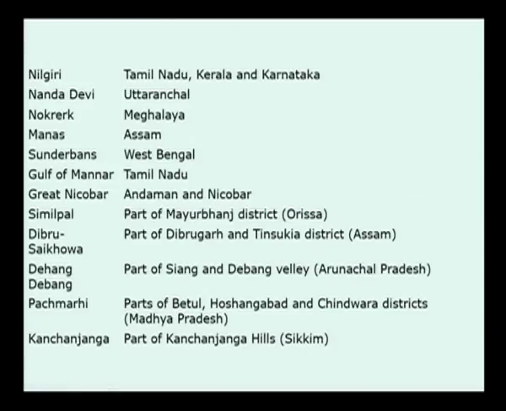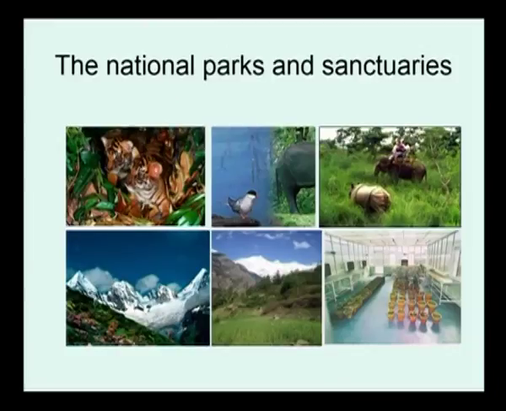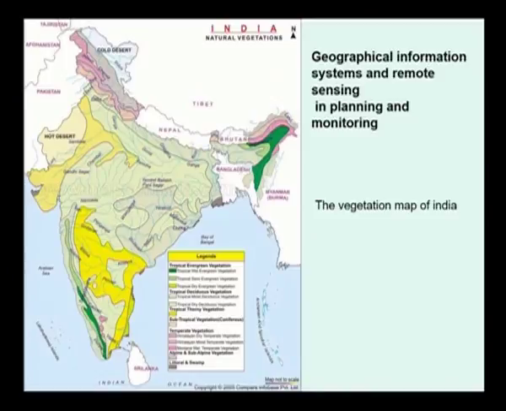So the main sources we have are Gulf of Mannar, Great Nicobar, Kanchenjunga, the Nilgiri, the Nanda Devi. All of these are main sources of biodiversity. These are certain national parks and sanctuaries. Geographical information throughout the country, every part of the country, even the arid zone of Rajasthan, is very important for its thorny vegetation. We have the tundra, we have the alpine, the subalpine, deciduous, all of that is very important.